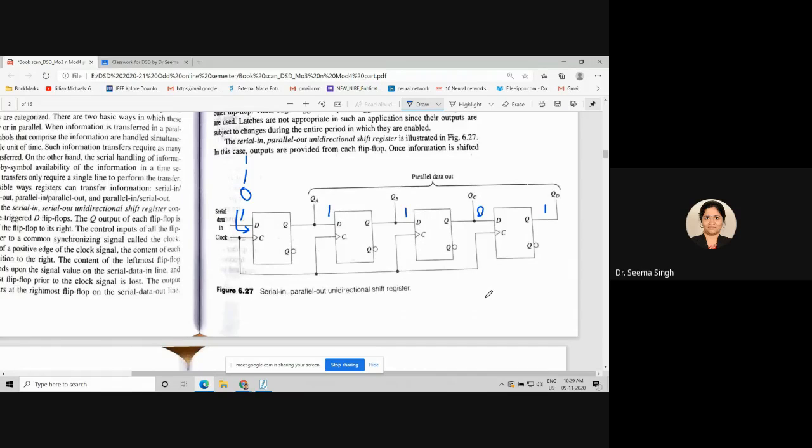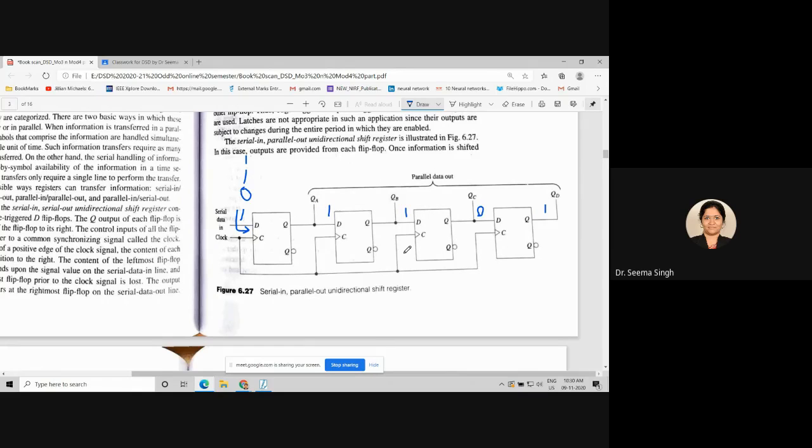Now what about parallel in data then? Parallel in data, from where will it come? For parallel in data, you are supposed to give all the data to all the flip-flops directly, right? Parallel in, parallel out. Now you can also think that if I have my parallel in and parallel out like this, what is the use? I can directly connect the data of D and Q. Why are all these flip-flops required?